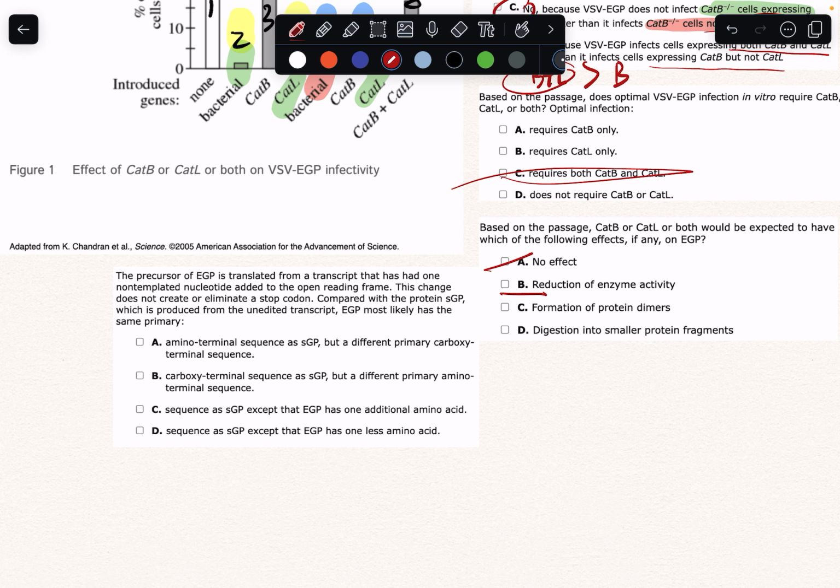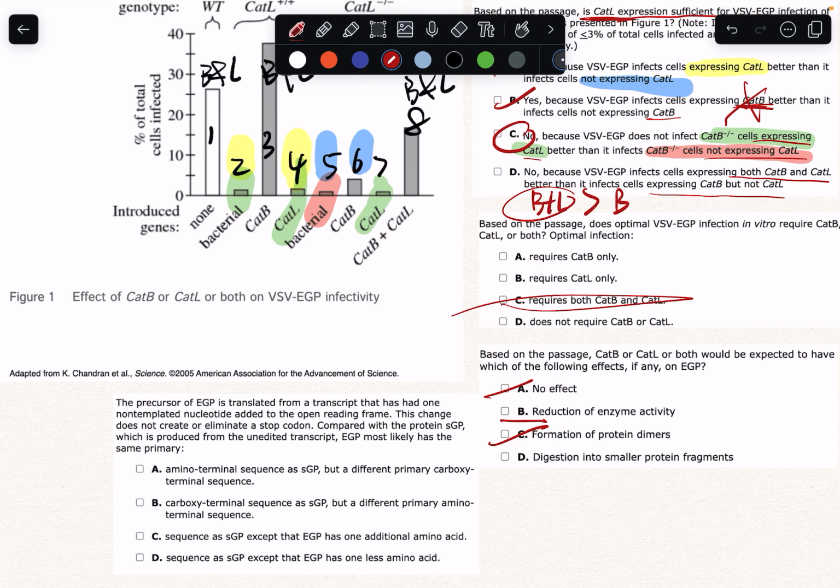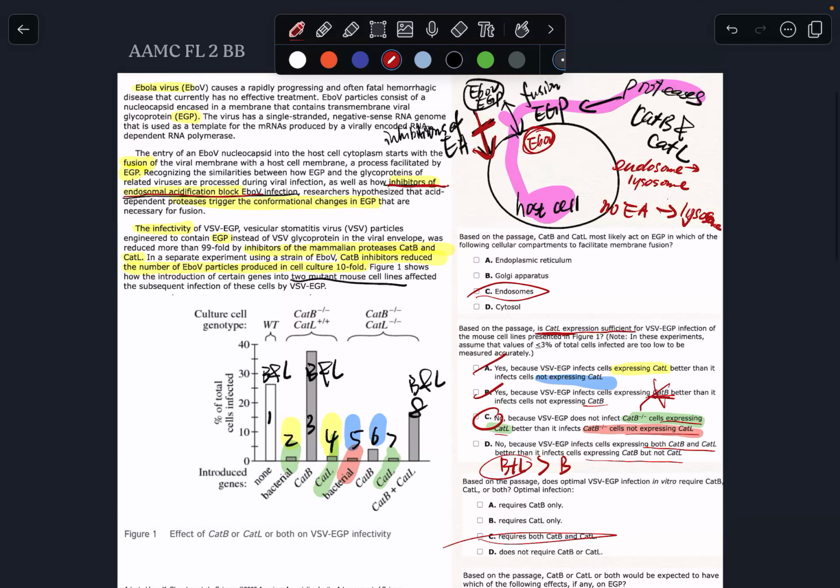Maybe not. Let's see if there's a better answer. C says formation of protein dimer. This just sounds out of scope, irrelevant to me. I mean, how do Cat B and Cat L form a protein dimer? Would forming a protein dimer help EGP?